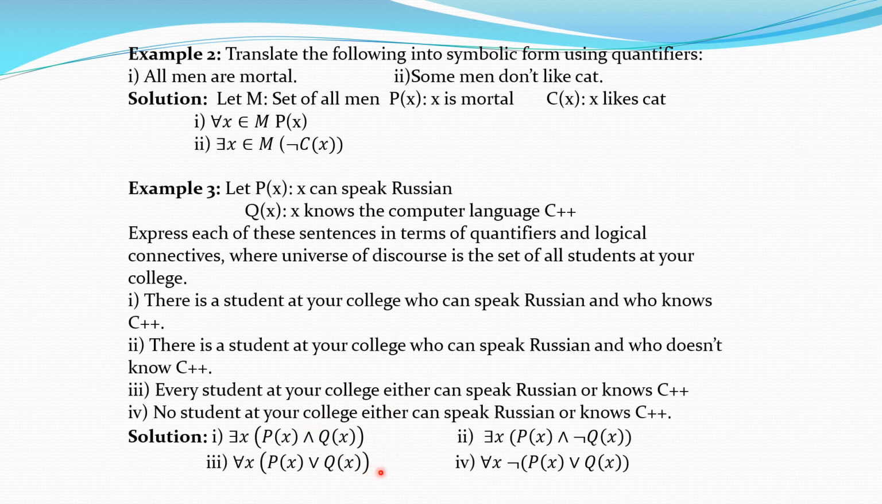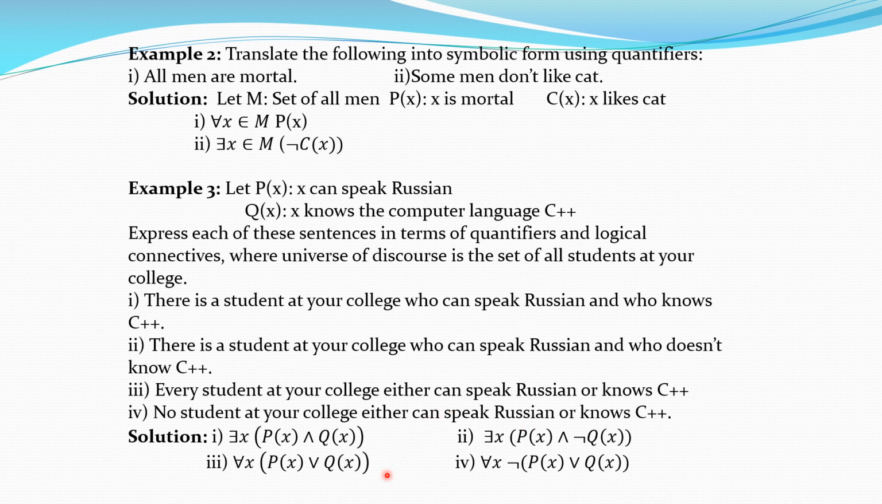For all x, they don't know Russian as well as C++. So for all x, no Russian, negation of Px. At the same time, no C++ means negation of Qx. And it is and. Even though it is given as or, it means actually they don't know either Russian or C++. It means they know neither Russian nor C++. So we have to consider negation of both together with and.